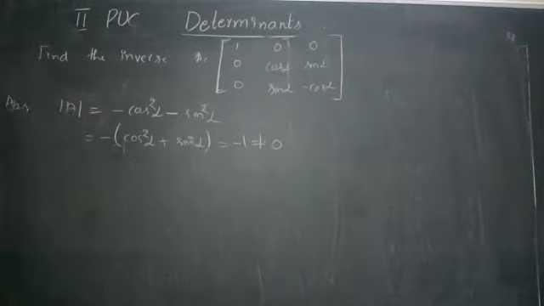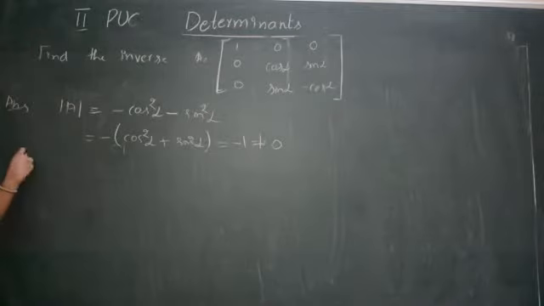So the determinant of A we have calculated. Next, after finding the determinant of A, we have to calculate the adjoint of the given matrix. So what is the adjoint of a matrix? To calculate it, first calculate the cofactors.